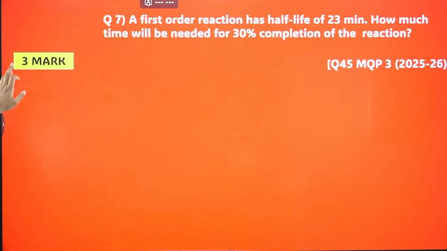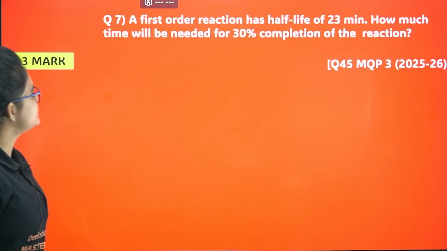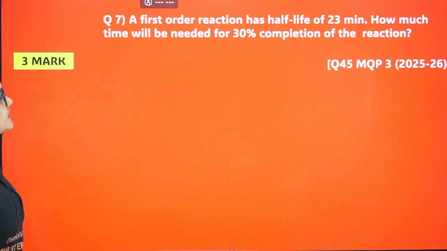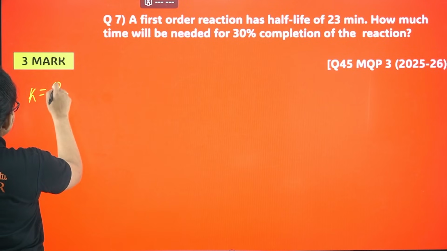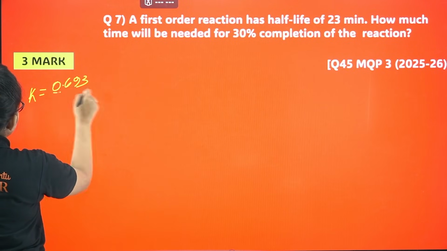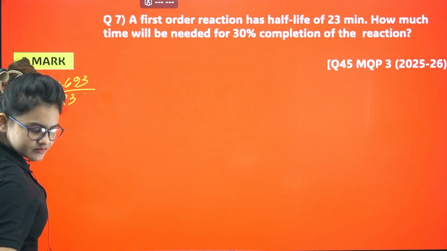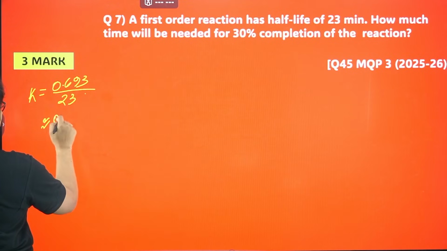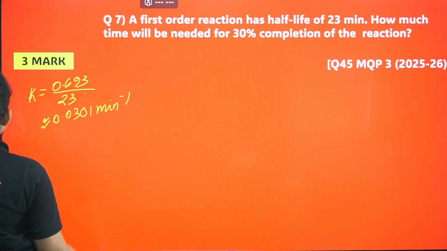Let's proceed. Okay, a first order reaction has half-life 23 minutes. How much time will be needed for 30% completion of the reaction? Fine. So let's calculate K from the half-life, that is 0.693 divided by 23. It's going to be something like 0.0301 minute inverse, right?